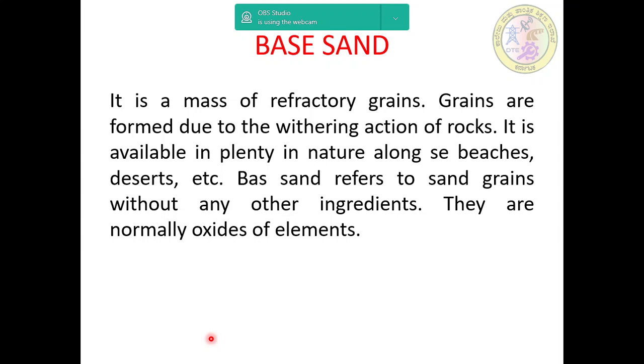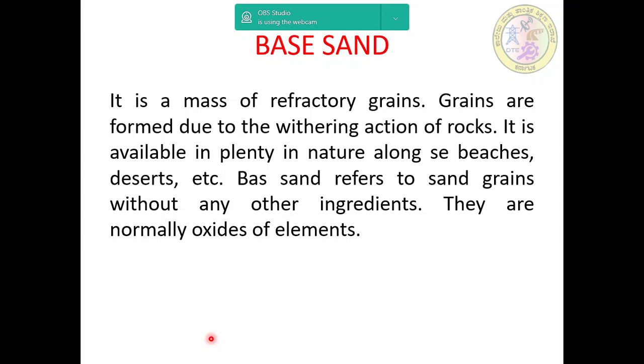As for the requirements of base sand, for producing a good casting, the sand has to fulfill the following requirements. The base sand you are using should have sub-angular grains, should have good grain size distribution, high refractoriness, low impurities, low expansion characteristics, and should be thermally stable. These are the main requirements of the base sands you are using.